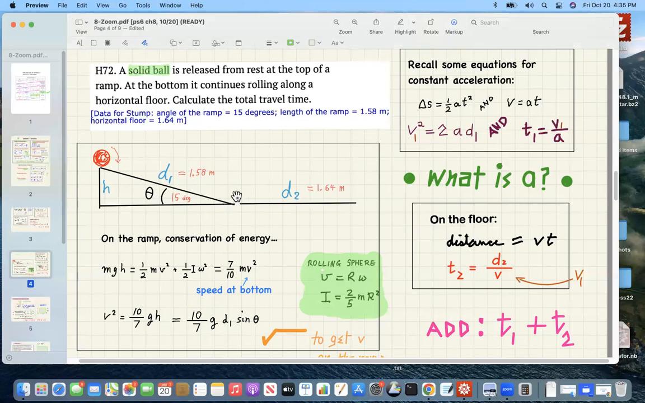Now, of course, on the floor, the speed will be constant because there's no addition of energy. So the distance on the floor will just be that speed times the time that it's on the floor. So the time that it's on the floor on the horizontal part is just the distance that's given in the problem divided by v, this final velocity.